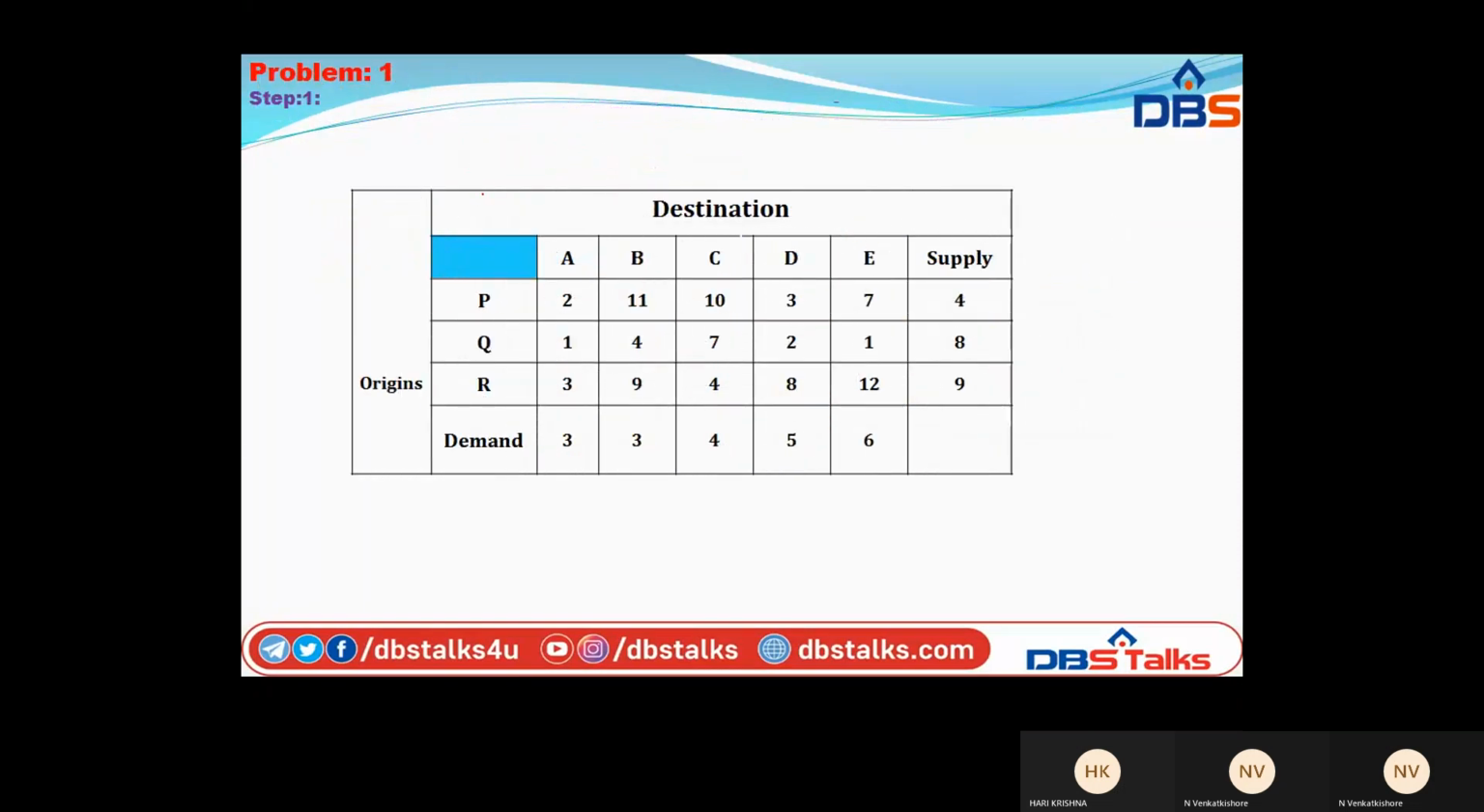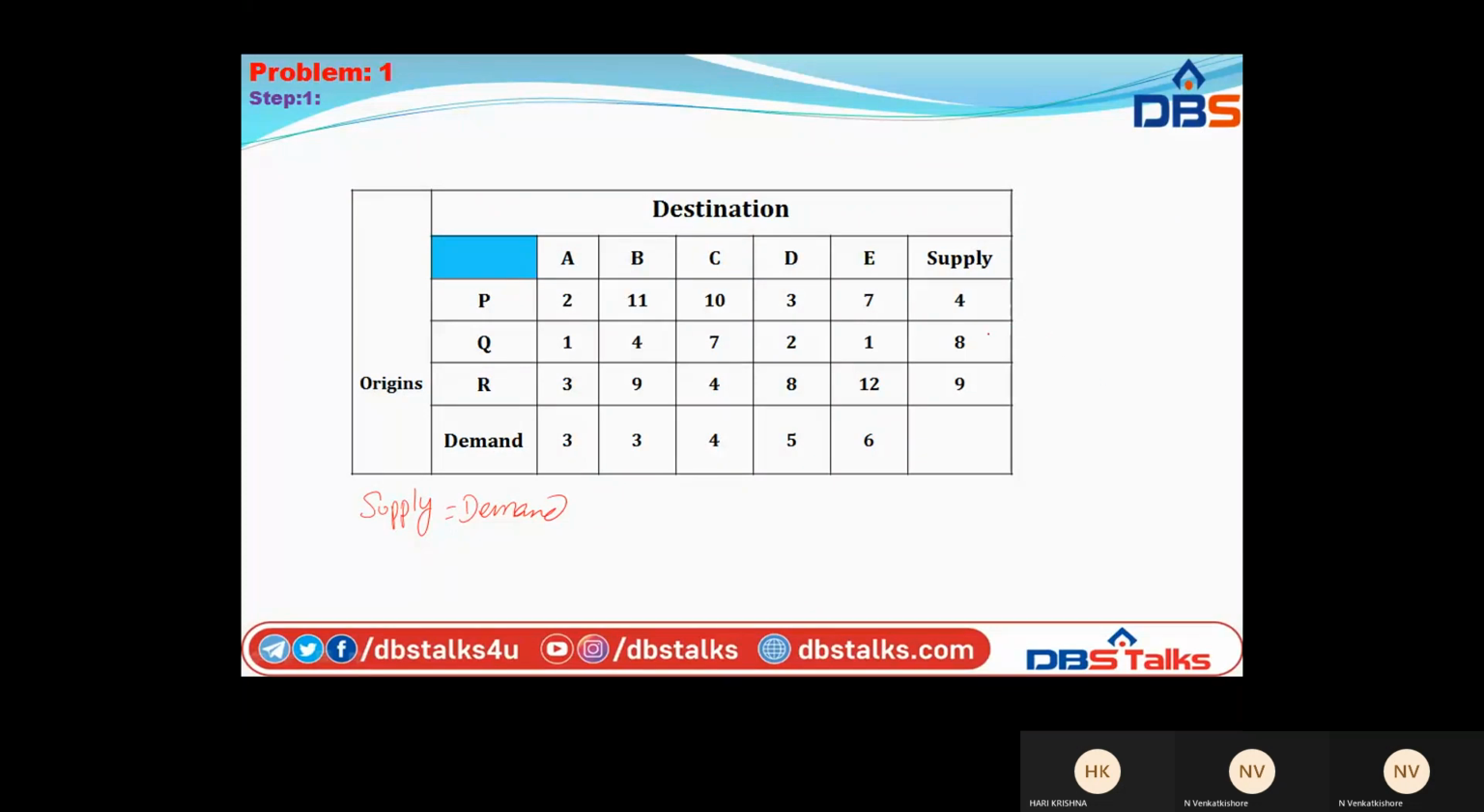Firstly, in step one, we need to write whether the transportation problem is balanced or not. How to balance? The supply is equal to demand. Supply is equal to demand. Then it is said to be a balanced transportation problem.